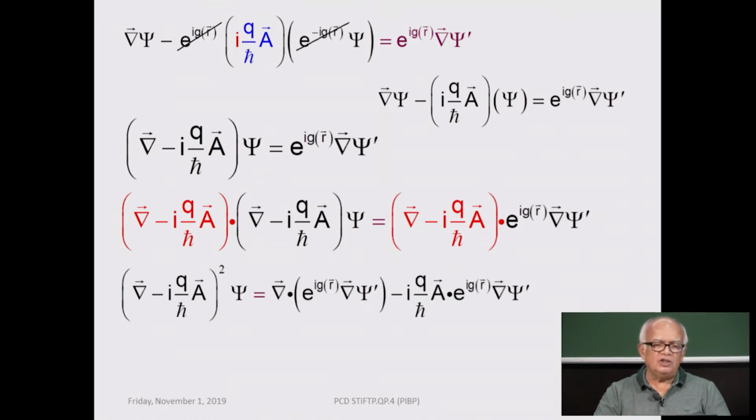So on the left hand side you have got the square of this operator. On the right hand side you have got now two terms. One is the divergence of what was originally on the right hand side, and the second term involves the scalar product of A with the gradient of psi prime, okay, and then it is multiplied by this iq over h cross and of course the e to the igr. You can see all the terms.